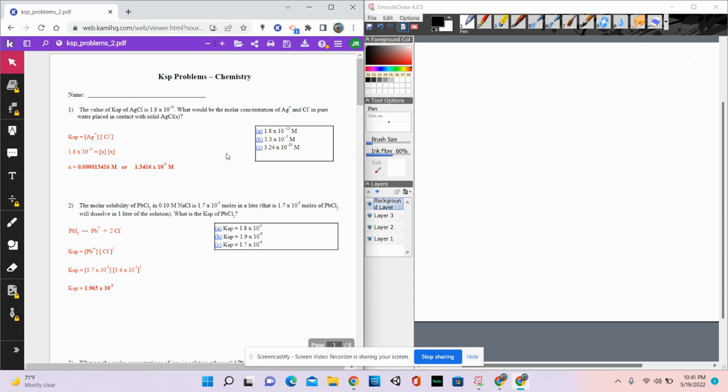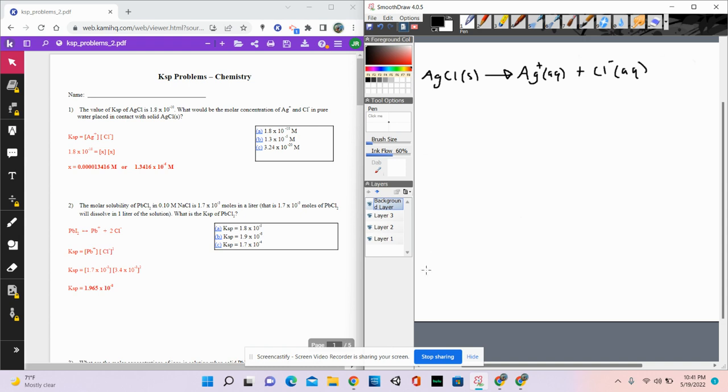Okay, so this is basically asking us to find the molar concentration of these two substances using the KSP. To do that, we will start by writing the chemical equation for the dissolution of AgCl, and that is AgCl, which is a solid, goes to Ag plus, which is aqueous, and Cl minus, which is also aqueous. Okay, next we're going to use this equation to find the KSP expression.